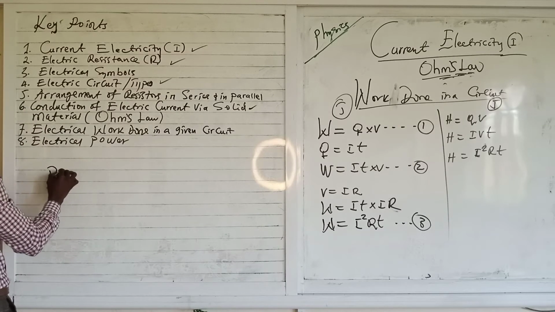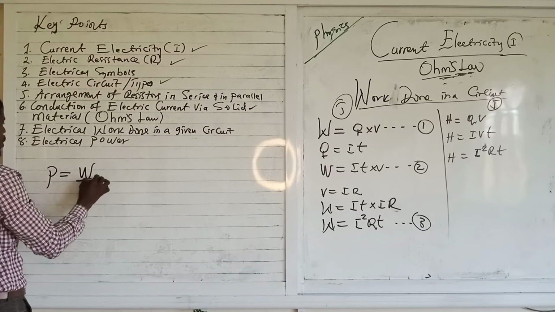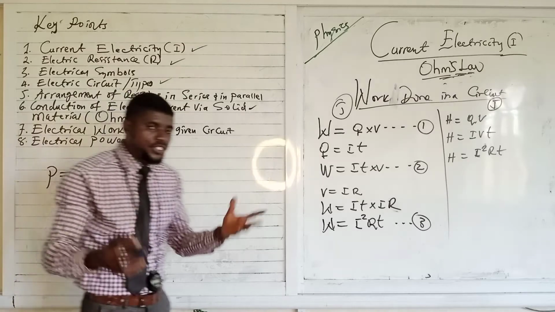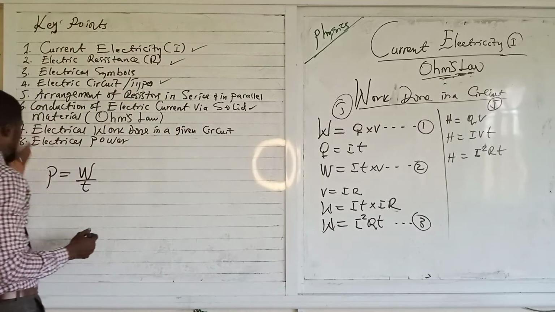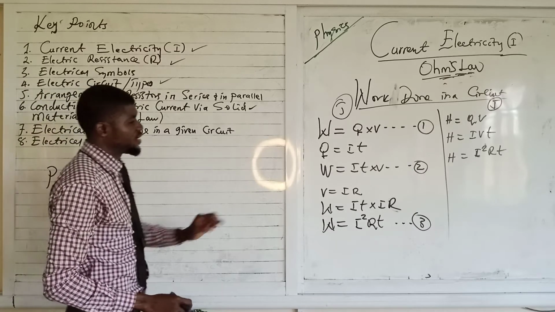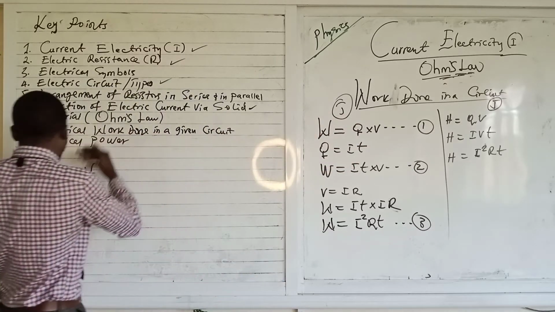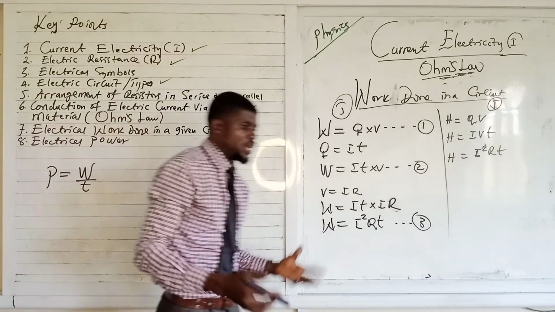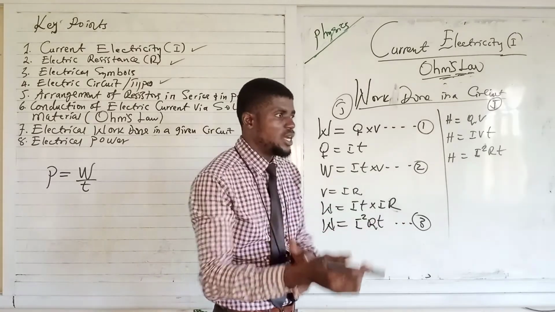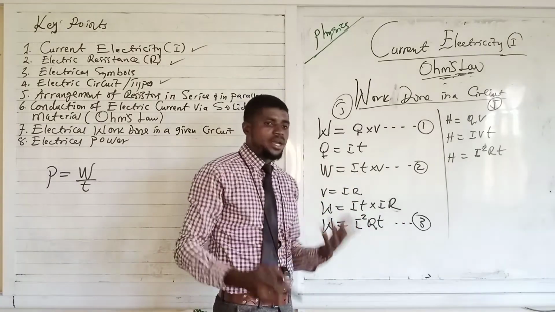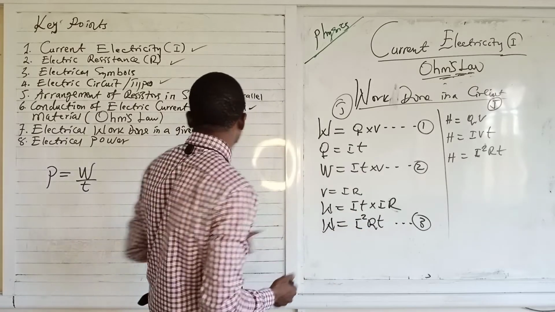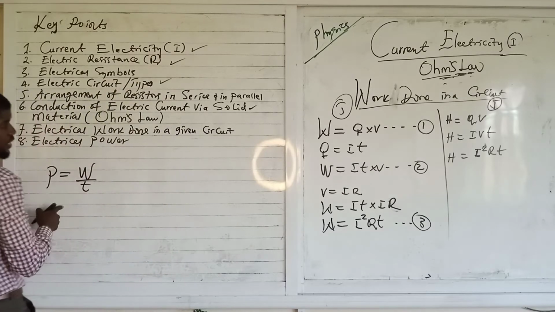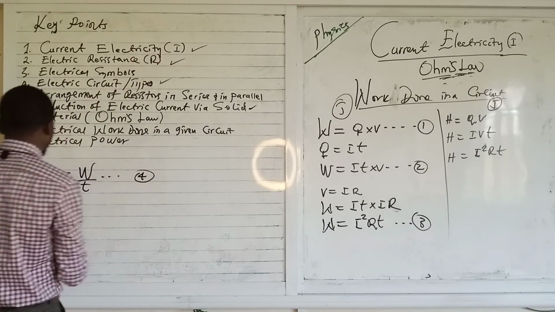Power P is given as what? Work done all over time. You know, in the topic work, energy, and power in physics, we define power as work done over time. But recall that we are talking about electrical power in this section, not the power when a boy is climbing a staircase and you have to calculate the power he dissipates in climbing the staircase. This one is electrical power. Now, the work done is given as QV. So we are going to say that this is equation number 4.